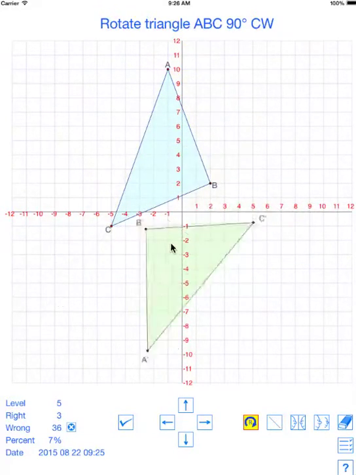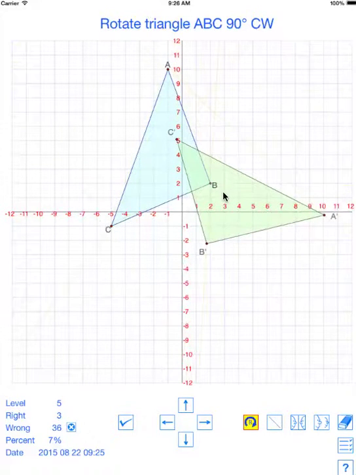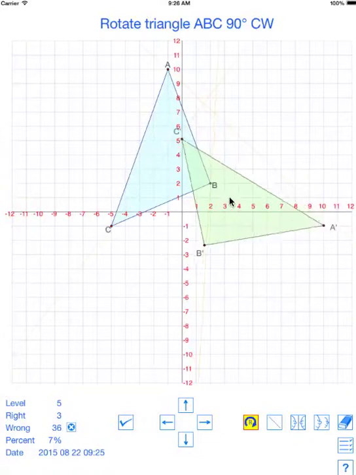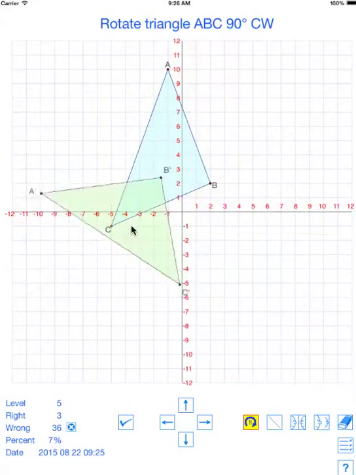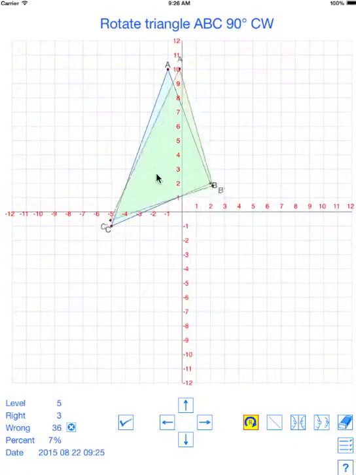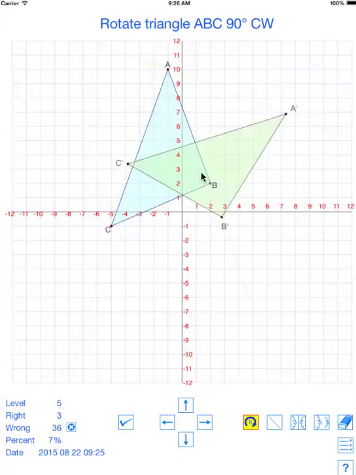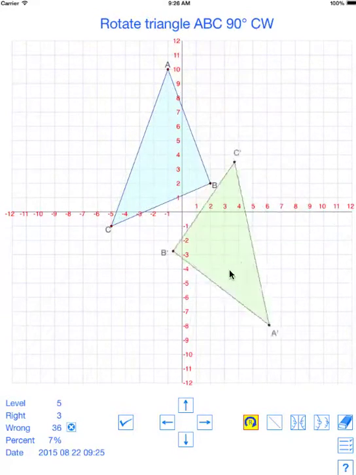If you're not sure about clockwise and counterclockwise, just look at an analog clock, and look at the second hand and note the direction it's moving in. That's clockwise, okay? So clockwise, and this is counterclockwise, the opposite of clockwise.